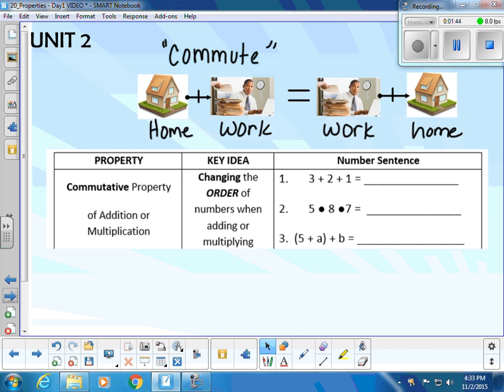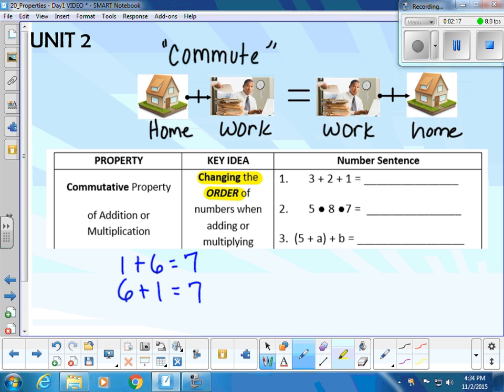So the key idea with the commutative property is that it works with only addition and multiplication, and it's simply changing the order of the numbers when you're adding or multiplying. An easy example would be 1 plus 6 equals 7. But what happens if I reverse those numbers and say 6 plus 1? I still get the answer 7.